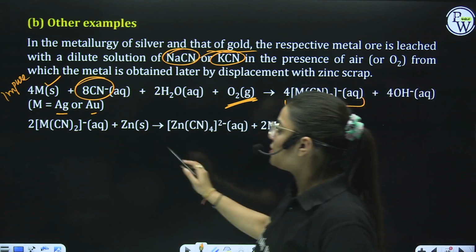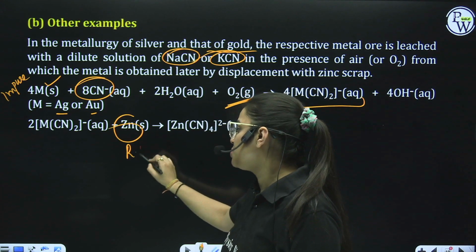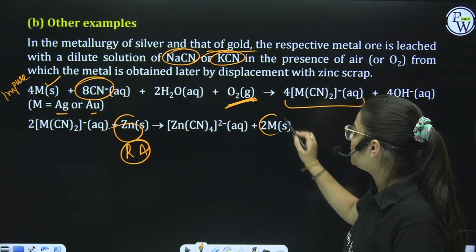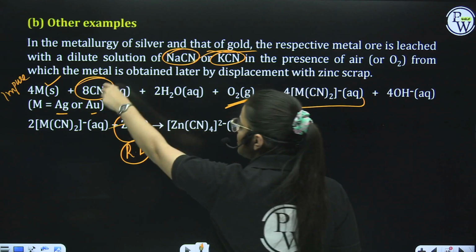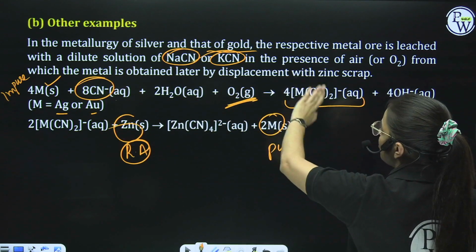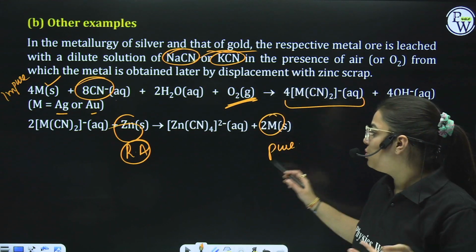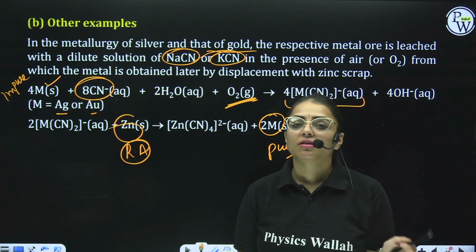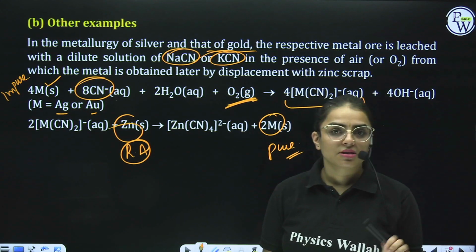Now this complex on further reaction with zinc. Zinc will act over here as a reducing agent, and you are going to obtain the pure metal. So basically you took the impure one, reacted with CN negative and O2 and water, you got a complex, which on further reaction with zinc, which acts as a reducing agent, you are going to obtain the pure metal over here. So this is the initial method of the metallurgical process, that is our concentration.